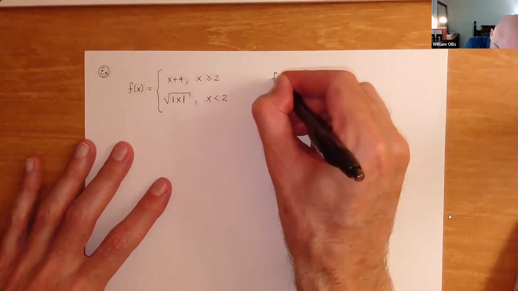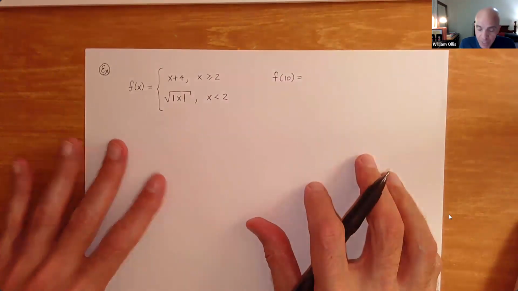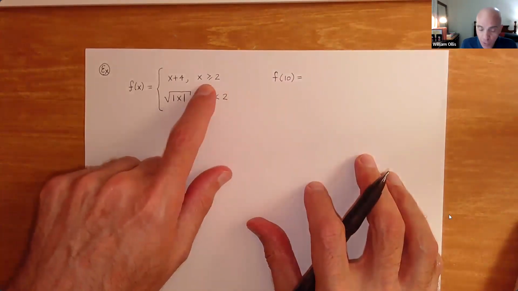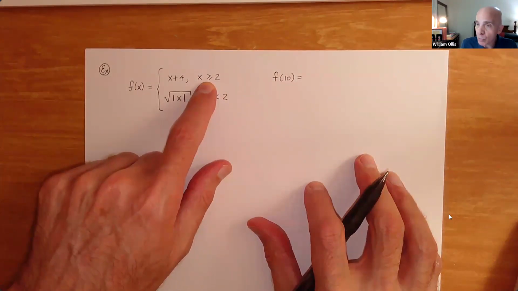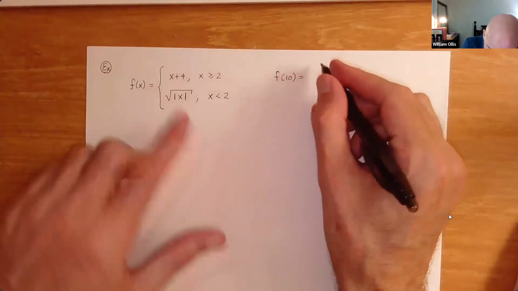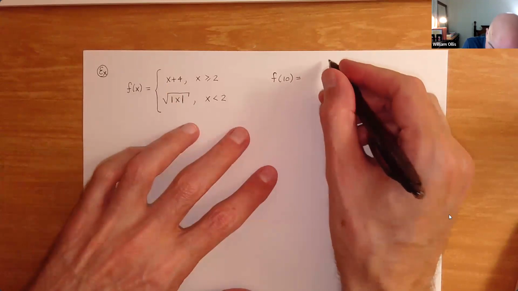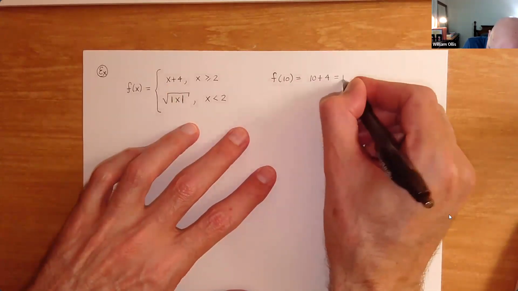Let's do f of 10. So f of 10 would correspond to the first row because, again, 10 is greater than or equal to 2. So we would use the first definition. So this will be replacing x with 10. We get 10 plus 4, which is 14.